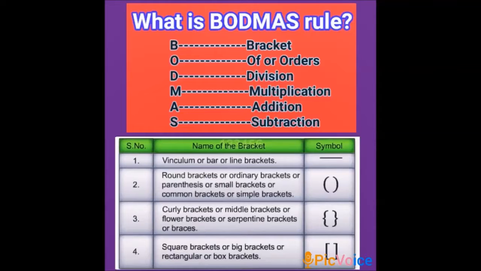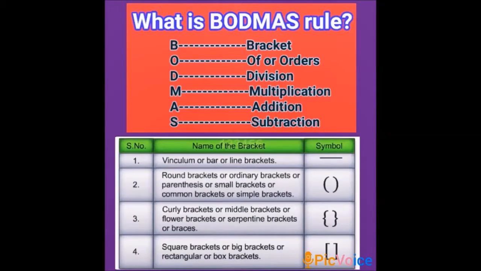Okay, and also we have seen about the types of brackets. What are they? Vinculum, simple brackets, curly brackets, and square brackets. Here you can see the other names for such brackets. The other name for vinculum is bar or line brackets. The other name for round brackets is ordinary brackets or parenthesis or small brackets or common brackets or simple brackets.